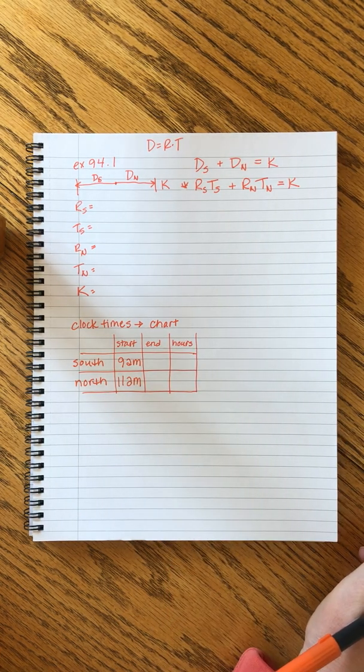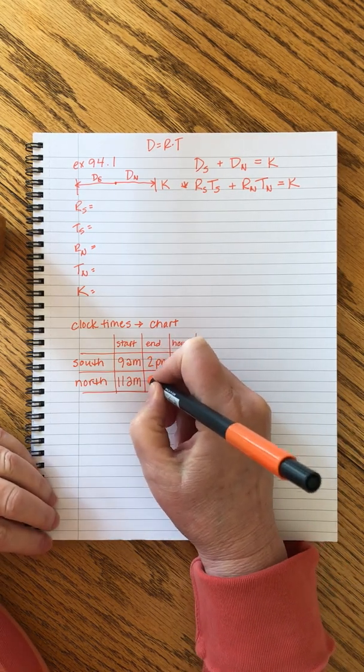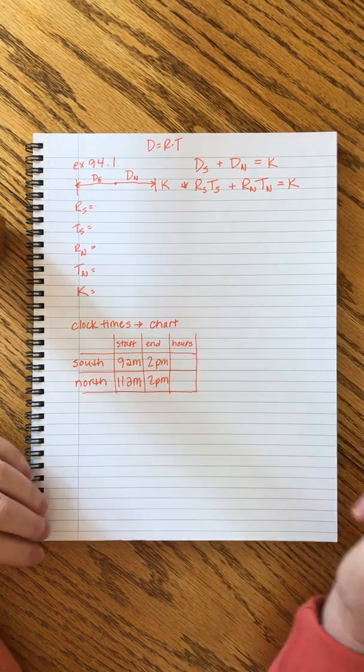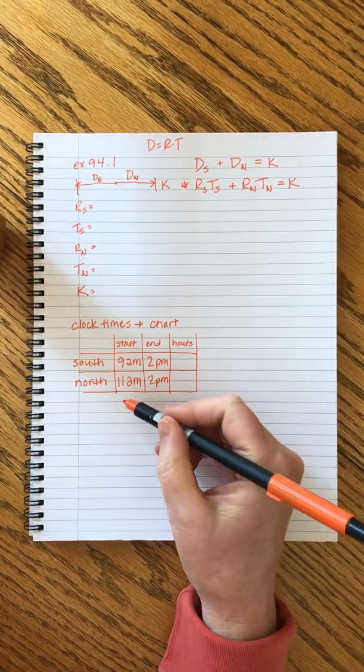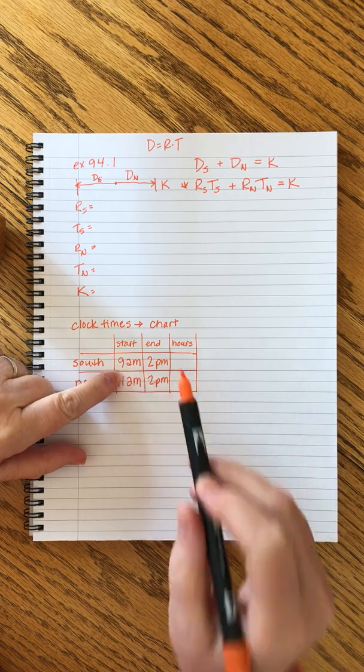If the bus travels at the same rate and we're 352 kilometers apart at 2 p.m., so their ending time is 2 p.m. Now we can figure out how many hours they actually traveled. Southbound bus started at 9. Okay, so this is how my brain does it.